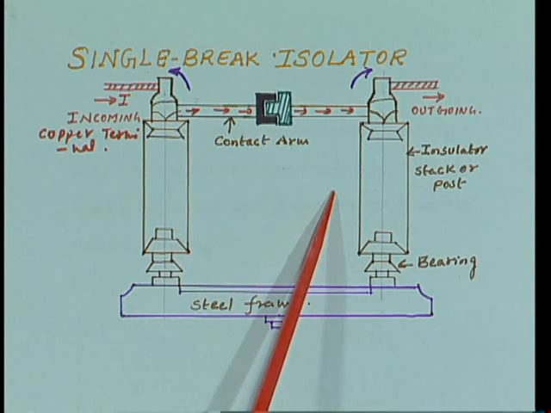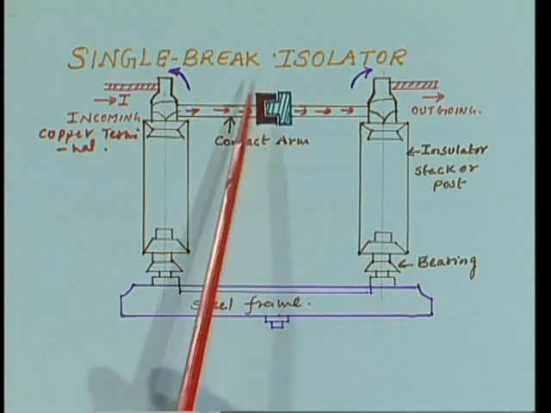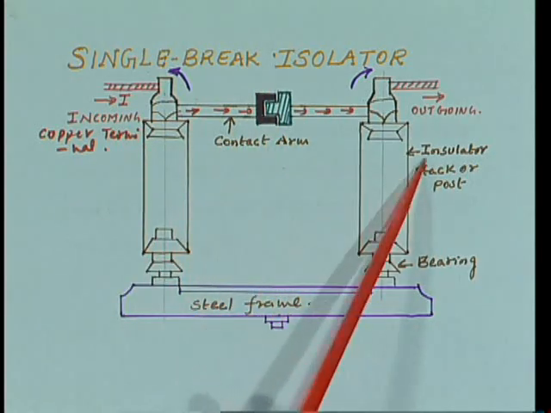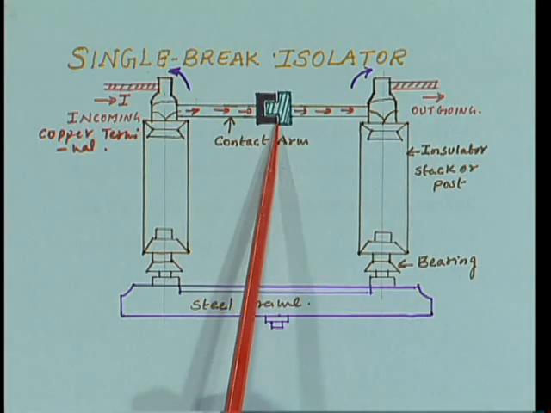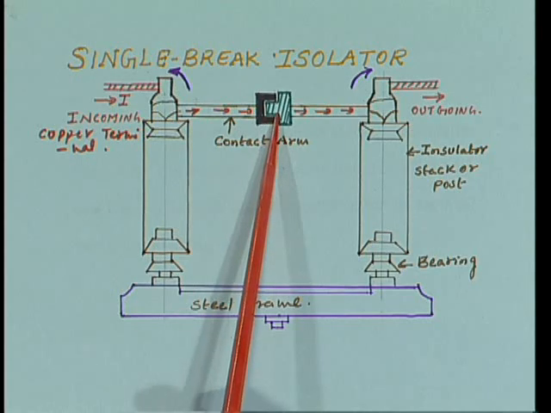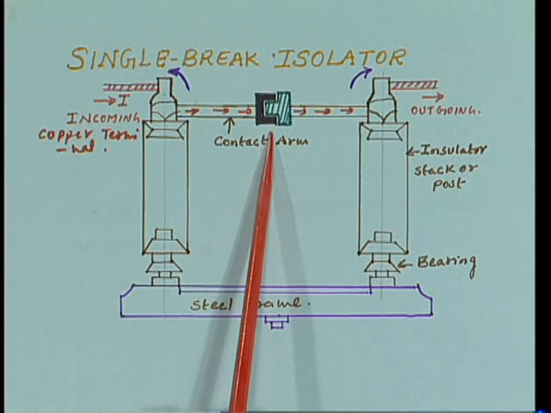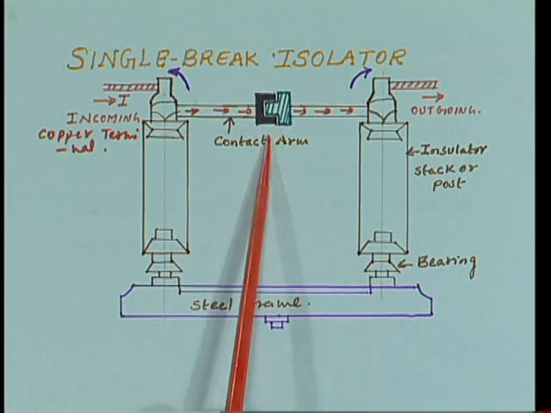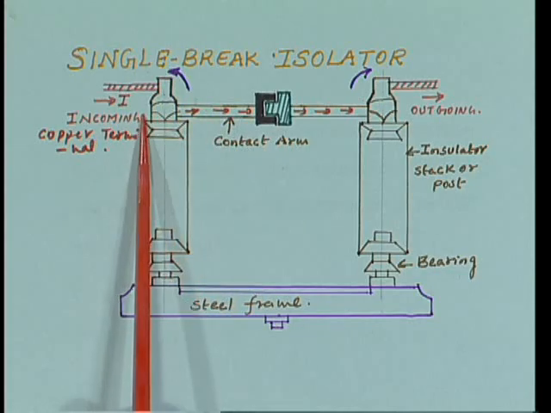Once you operate the common handle, that means you open the handle, so the contact arms are separated. I told you this insulator rotates clockwise and this insulator rotates anticlockwise. So once you operate the handle, the main isolation takes place at the center. Because it is isolating the supply, the equipment is disconnected. These switches are called isolators because they are isolating the electric supply. Once it isolates, the device is separated from the supply.